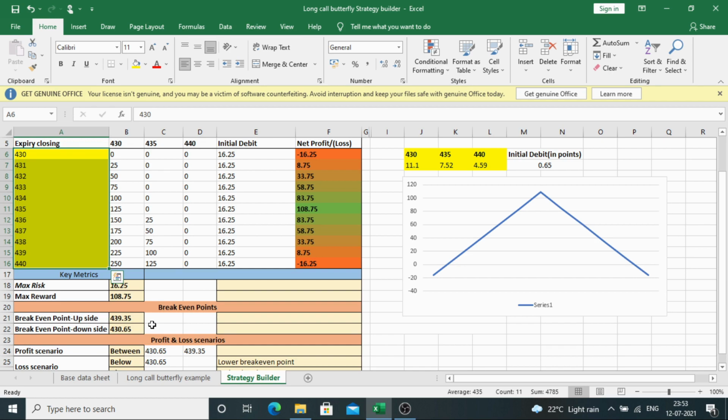So this is the way you can use this long butterfly strategy builder. Whenever you want to take a position, whenever you want to analyze a position, you can simply enter it here and you will automatically understand very clearly what kind of risk and reward there is in the particular scenario.